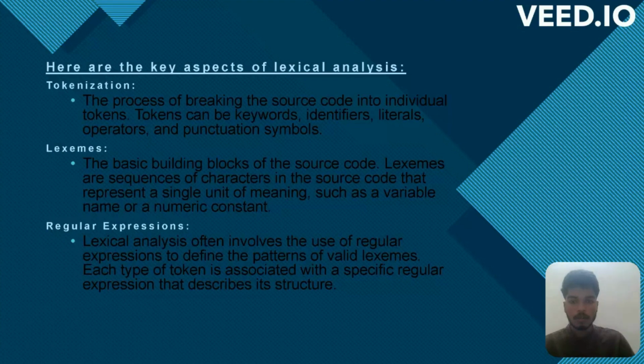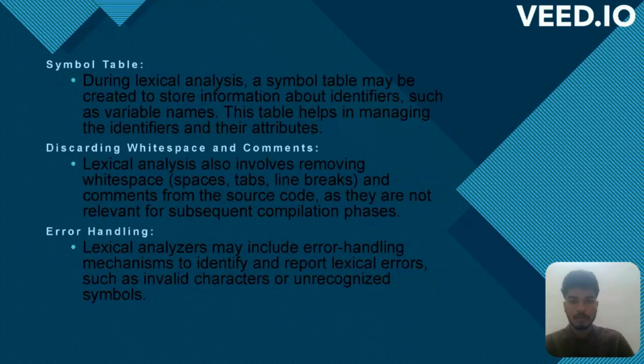Next one is regular expressions. The lexical analyzer often involves the use of regular expressions to define the patterns of valid expressions. This we can also see in the example. Next one is the symbol table. During lexical analysis, a symbol table may be created to store information about identifiers such as variable names. The table helps in managing the identifiers and their attributes. Error handling: the lexical analyzer may include mechanisms to identify and report lexical errors such as invalid characters or unrecognized symbols.